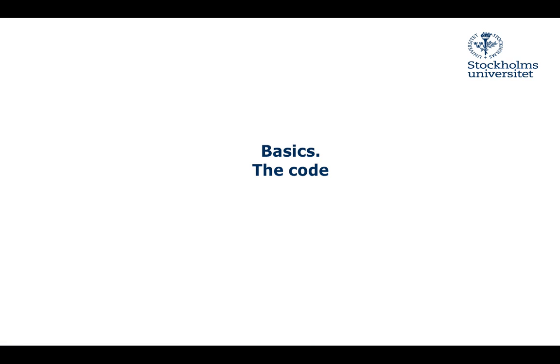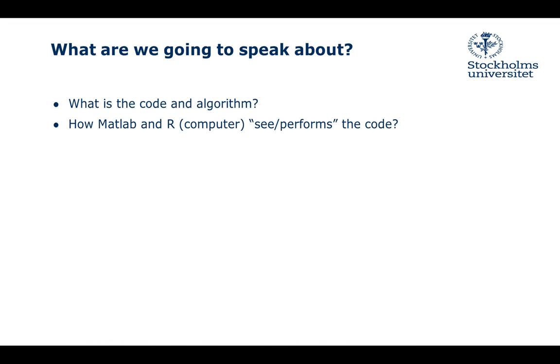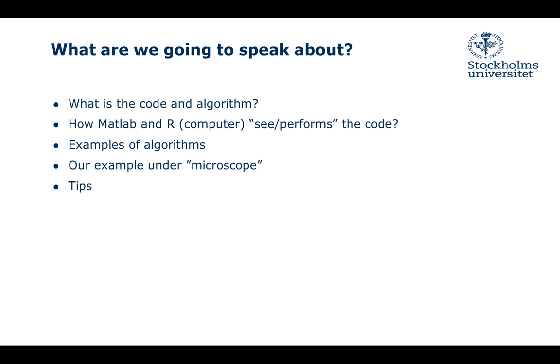Today we continue our basics course and we are going to speak about the code. We're going to speak about what is the code and what is algorithm, what is the difference between them, and we're going to say how Matlab and R sees or performs the code. Then I'm going to give some examples of algorithms. Afterwards, we're going to take a look at our example under microscope, and at that I will give you some tips of how you should think when you're going to do another algorithm and do everything for your own purposes.